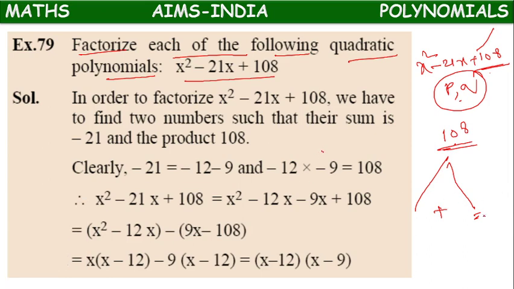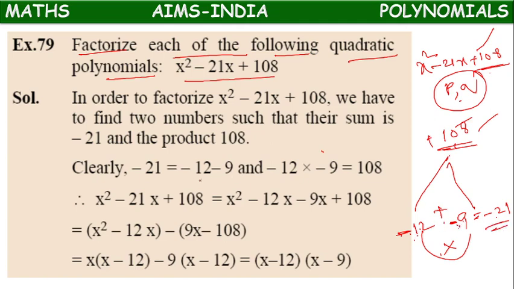Here, their sum is equal to minus 21. So, what two numbers can we take? 12 nines are 108. 12 and 9 we can take. Product means 108 will come. Add means minus 21 should come. So 12 and 9 means minus 12 and minus 9. Minus into minus is plus, 12 nines are 108. Minus 12 minus 9 is minus 21.